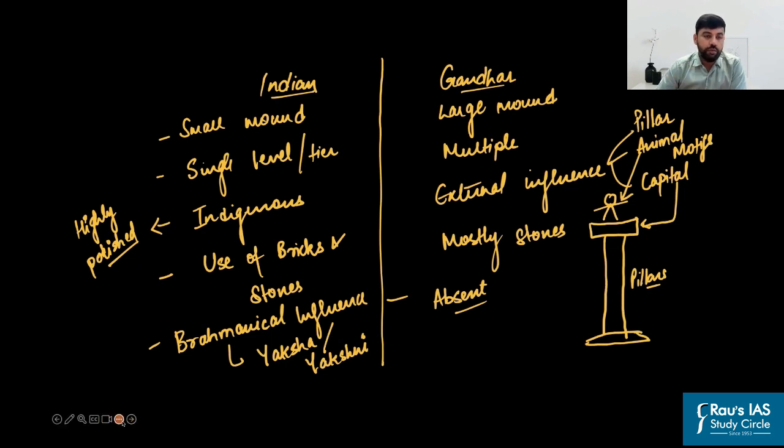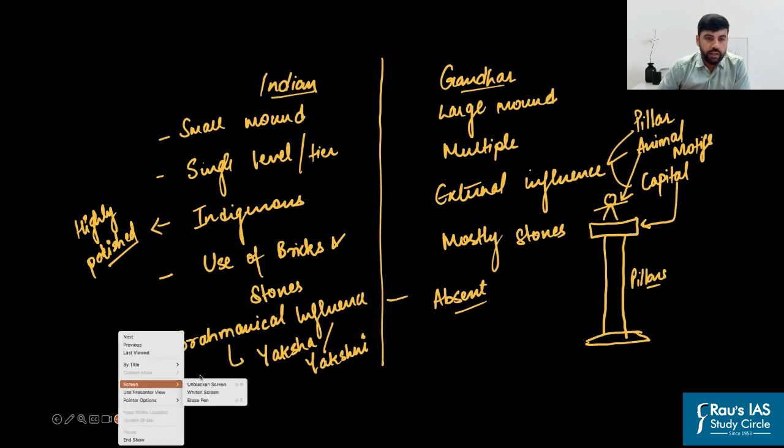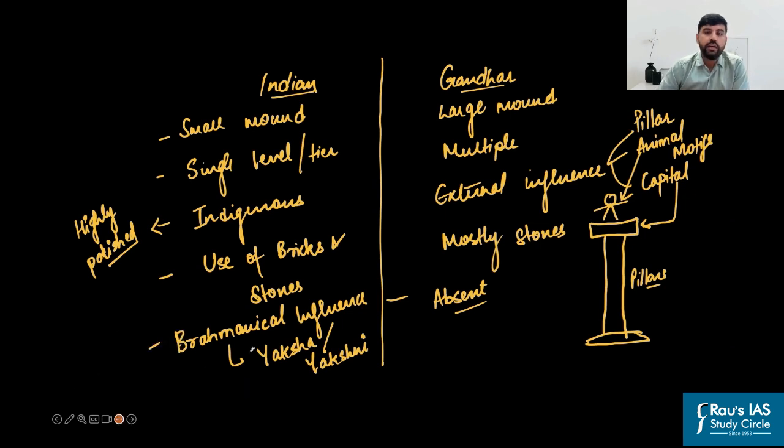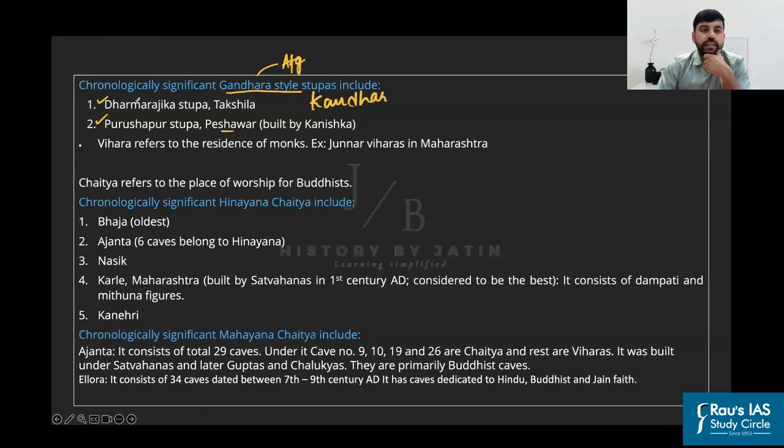Okay. So I'm removing all this. I hope you have taken the screenshot as well. We'll come to the pillar art as well. Now, these are two of the examples of Gandhar style. As it is Gandhar style, you can easily understand it will be found in the northwestern part of the Indian subcontinent and Afghanistan. Then come the Chaityas.